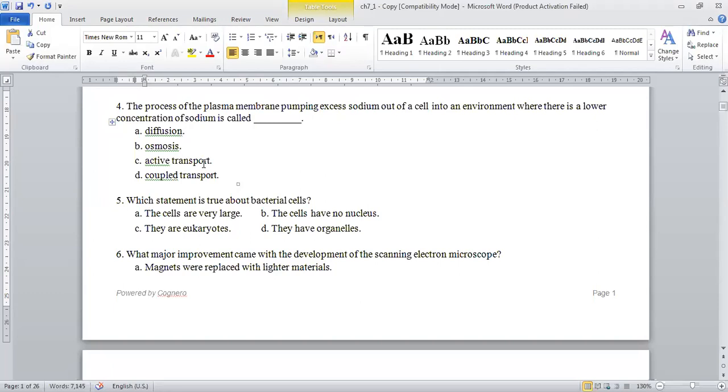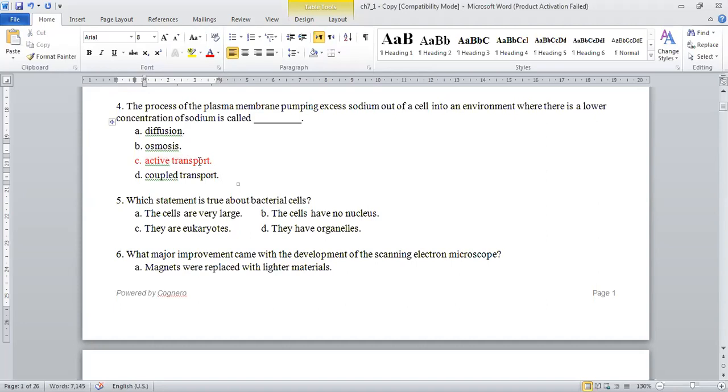Pumping excess sodium out of a cell into an environment where there is a lower concentration of sodium. This is the same as question number 3. Where there is a lower concentration, that means against the concentration gradient, so it's active transport. It's the opposite of diffusion.